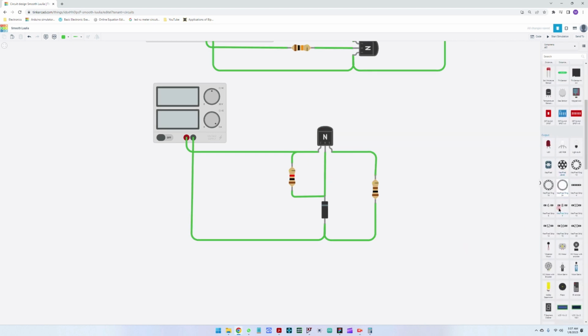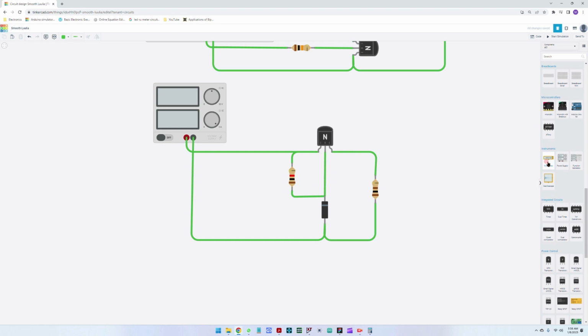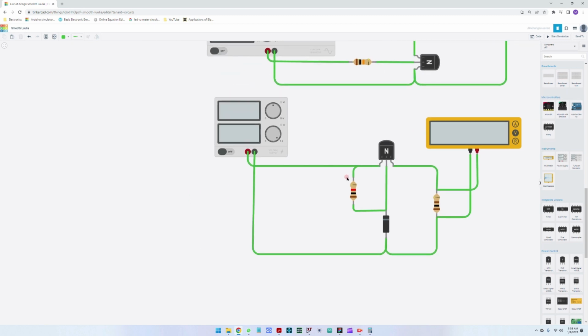And now let's see how the output value looks. So we take a multimeter and we connect this multimeter to the output resistor. So negative here and positive here. What are we aiming with the circuit? We need a 5 volt output. So let's start the simulation, and we have a 15 volt supply and a 5 volt output.